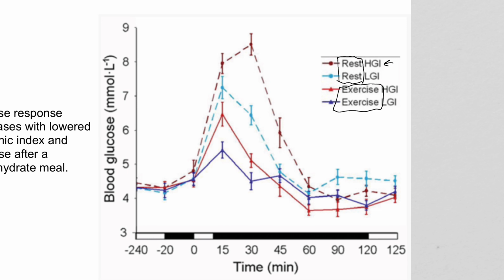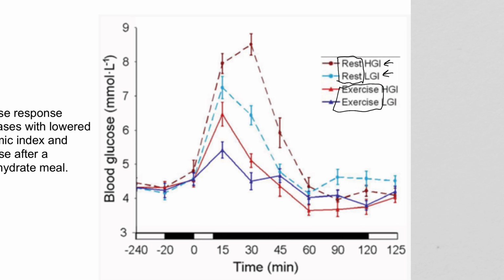HGI and LGI stand for high and low glycemic index. So high glycemic index, think very simple starches and sugars, right? White bread, pasta, soda, anything that hits your bloodstream very quickly. Low glycemic index, think things with fiber, fruits, vegetables, sources that are a bit more difficult to digest.